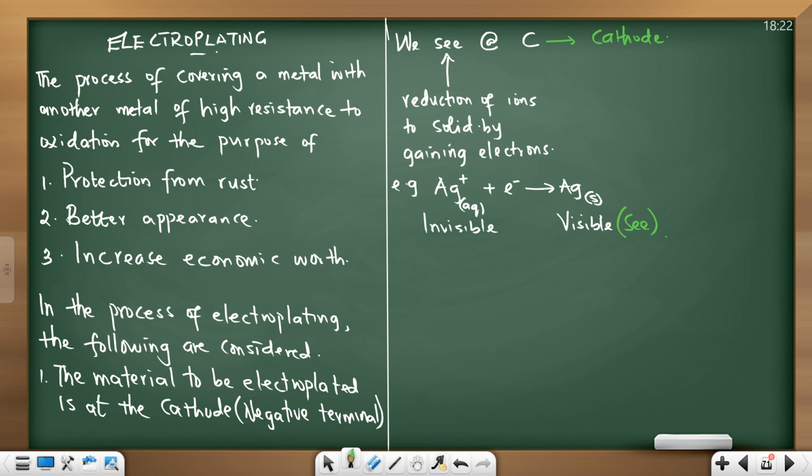Guys, do you understand what I just explained? And with that, I hope you'll be able to remember. I see at the cathode. We see at C. C for cathode. That's where reduction takes place. Reduction is basically converting ions to solids. Let me know if we are okay, because I'm almost done. Okay.